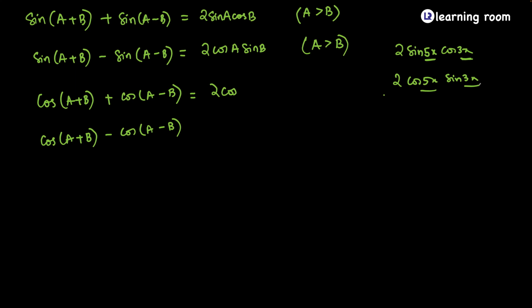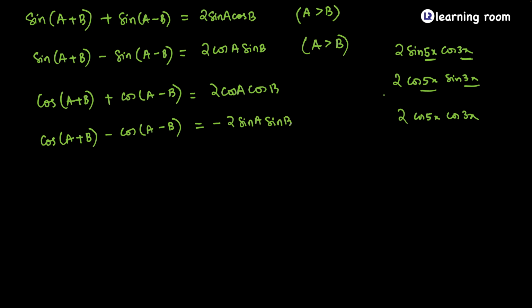The other two are simple, because cos a plus b plus cos a minus b will be 2 cos a cos b. So it is a combination of cos and cos. So here it doesn't matter which is greater than the other. Are you able to understand? See, for example, you have 2 cos 5x cos 3x. I'm using the same numbers. So cos into cos. So what are you supposed to do? You need to write it as cos plus cos. Similarly, cos a plus b minus cos of a minus b is going to be minus 2 times sin a sin b.